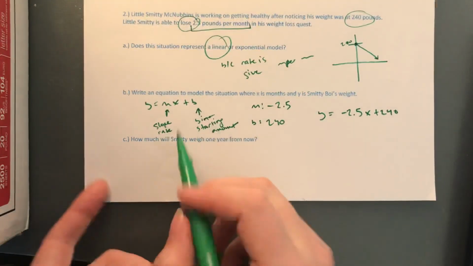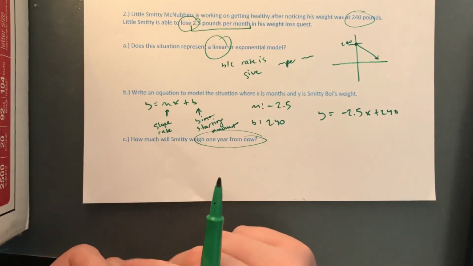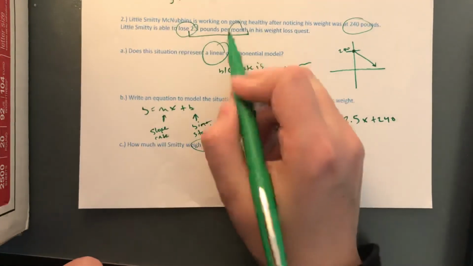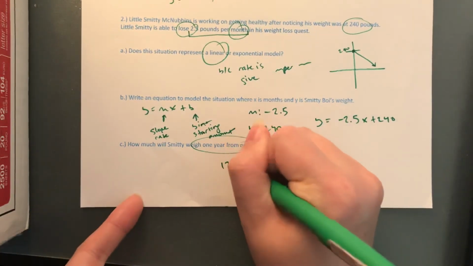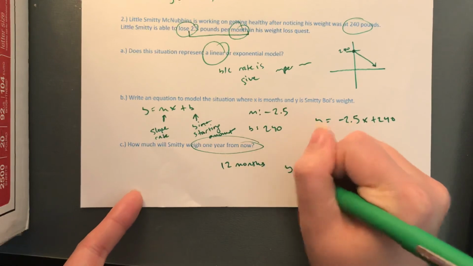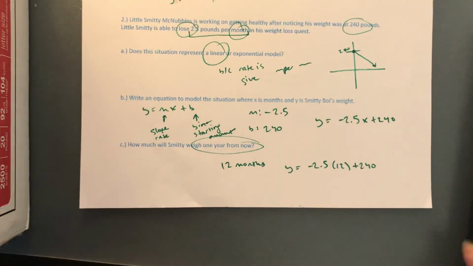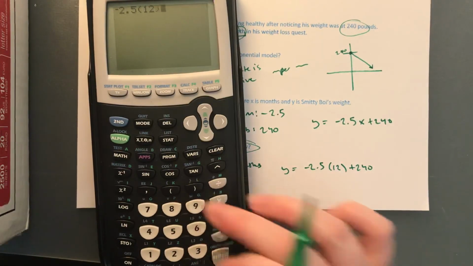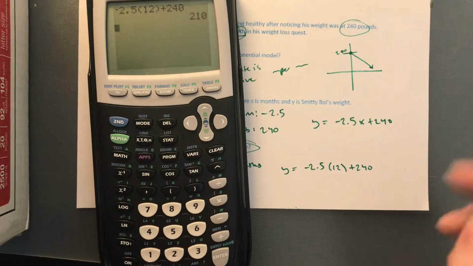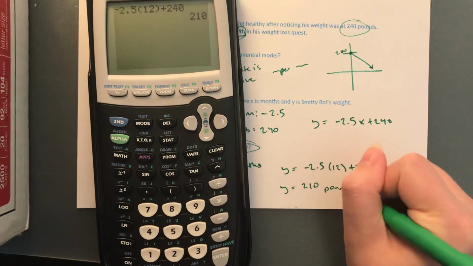So then how much will Smitty weigh 1 year from now? So this one's tricky. If you want to know how much he weighs 1 year from now, remember it's in pounds per month. So what are we going to plug in? Well, a year is 12 months. So y equals negative 2.5 times 12 plus 240. Let's see. Negative 2.5 times 12 plus 240. So after a year, he weighs 210 pounds.